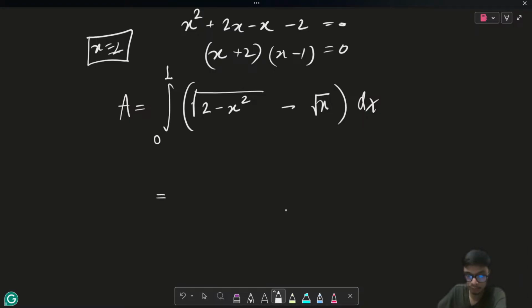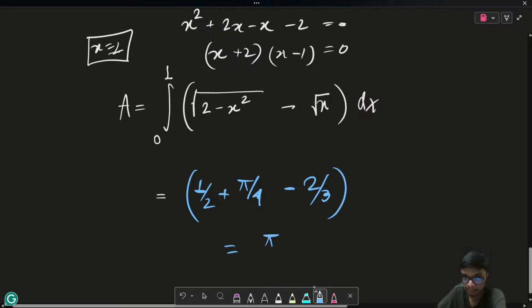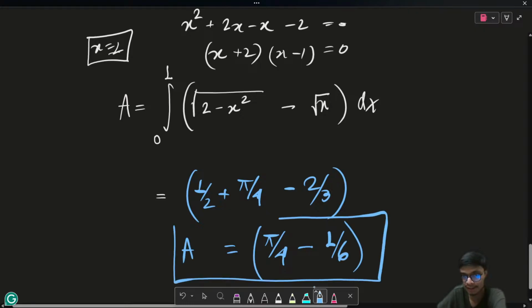And once I solve this integration, you can try to do this, the answer will come out as half plus pi by 4 minus 2 by 3, or if you simplify this, it is going to be pi by 4 minus 1 upon 6. You can also get this easily because it's a circle and the other is a parabola, right?